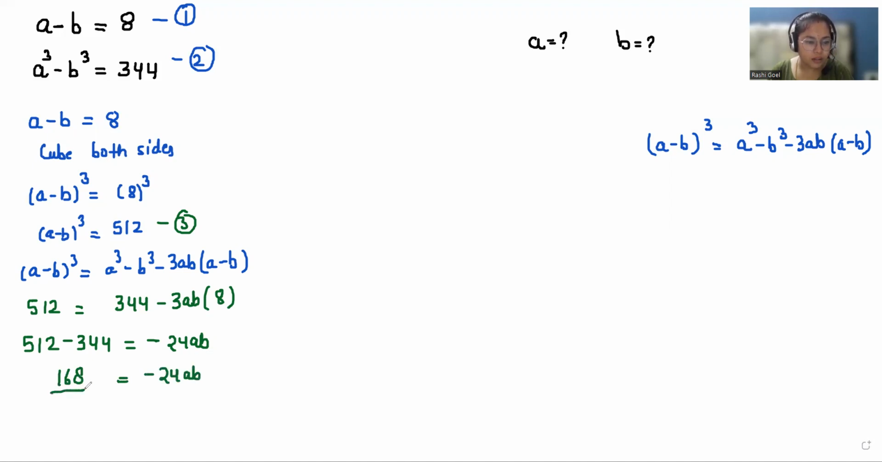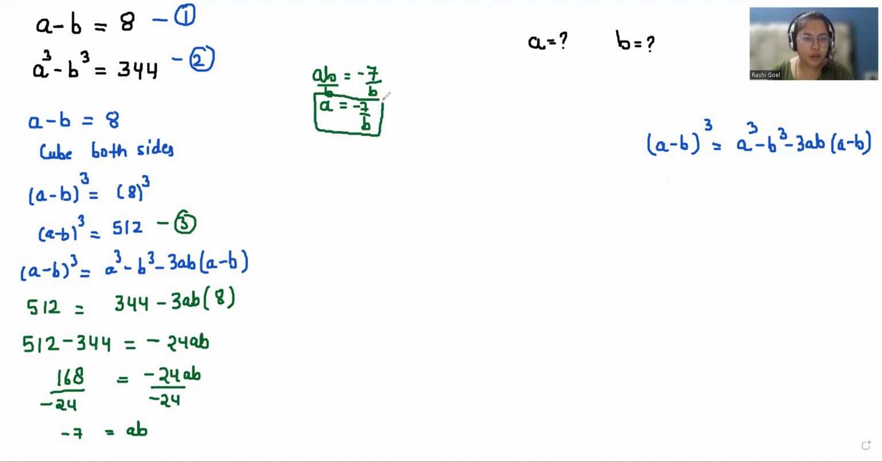Now I'm dividing both sides by minus 24. So if I divide this, I get minus 7. And here ab, so the value of ab is minus 7. Now from here, I'll find the value of a and divide the equation on both sides by b. So the value of a is minus 7 by b.